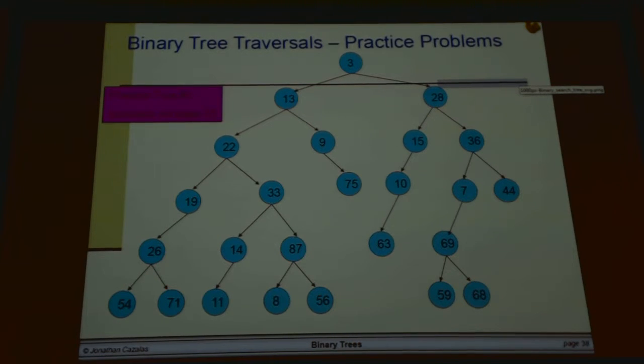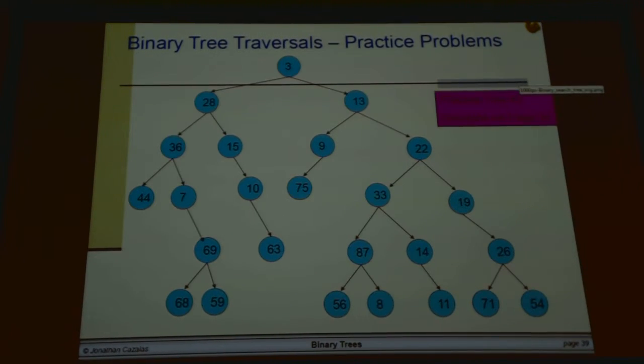The value to the left of the 3 is bigger than the node itself, right? It's 13. And then you look at this and you're like, well, that's not enough, is it? Okay, so we look at this one. We have another issue here.